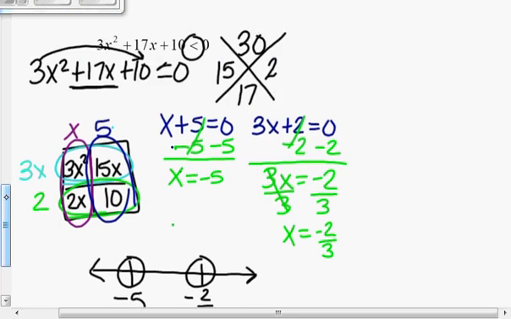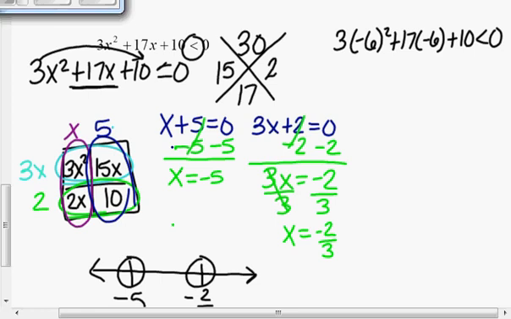So our function, we have 3 times negative 6 squared plus 17 times negative 6 plus 10 is less than 0. So we end up getting 16 less than 0. This is a false statement. So down here at our line, we can put an X above that interval.